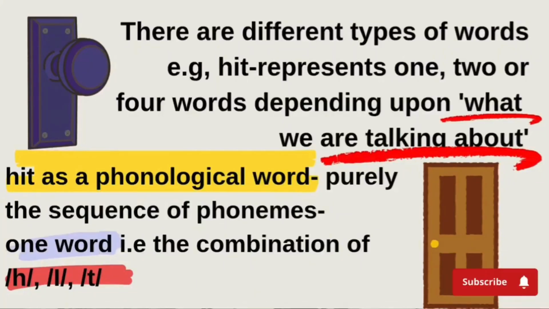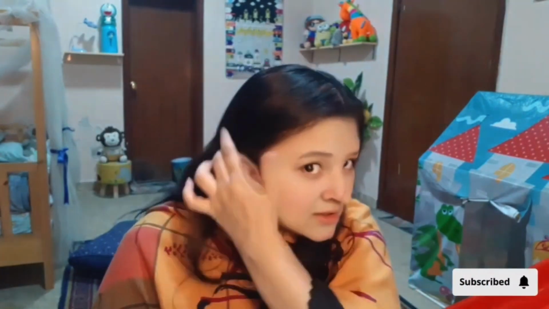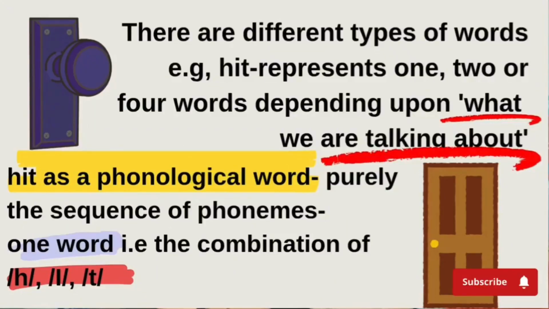If we take hit to be a phonological word, phonological from phone, that means from sound, then definitely we're going to take it purely as a sequence of phonemes. We come to the conclusion that it is one word, the combination of h, i, t.